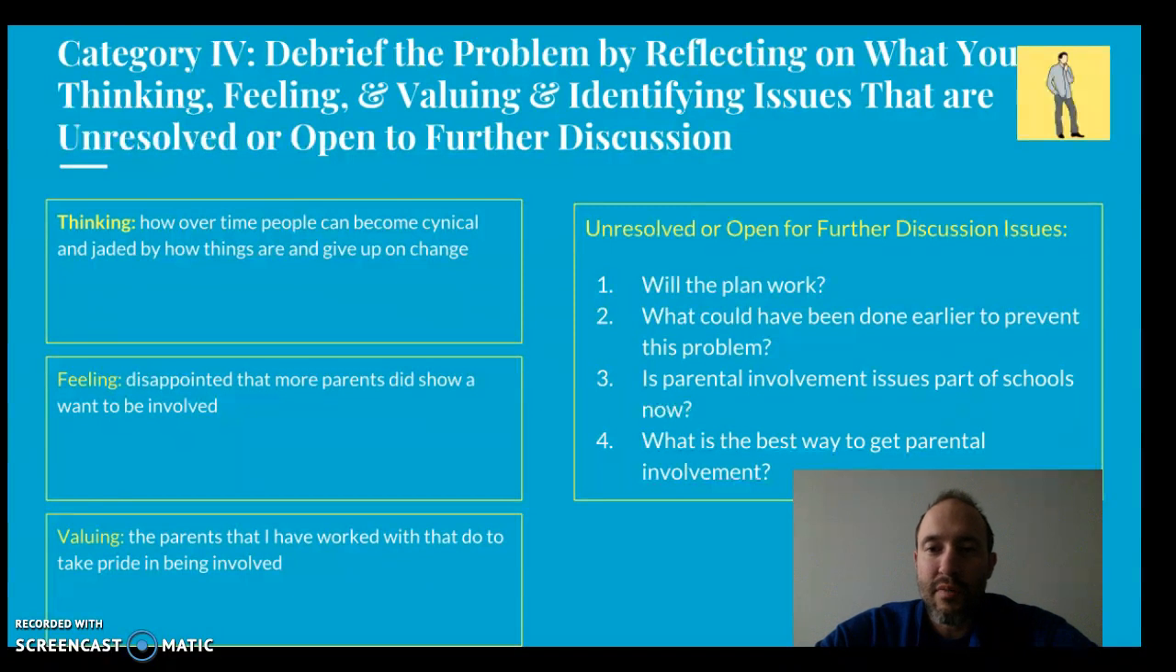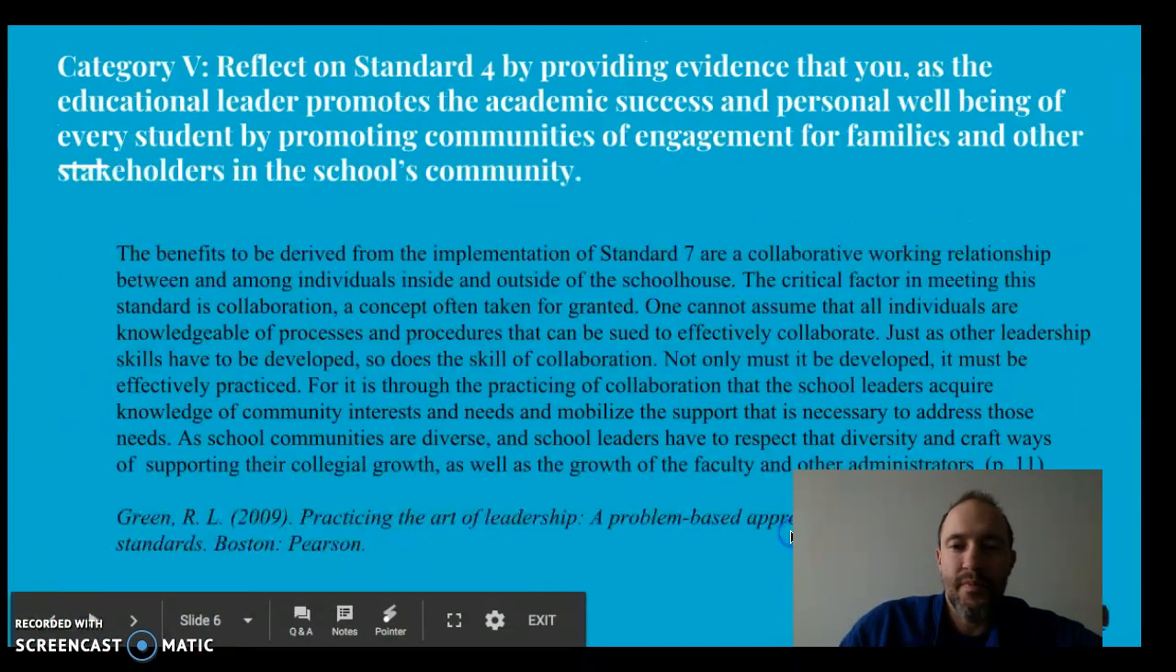Further discussion or questions. Will the plan work? What could have been done earlier to prevent this from being such a problem? Because there was some parent PTA or something prior. Are parent involvement issues part of all schools now? And why are some schools better than other schools? I would love to be able to see some research on that. And what is the best way to get parental involvement? And specifically in your school, because I think from school to school, community to community, that can look a little bit different.